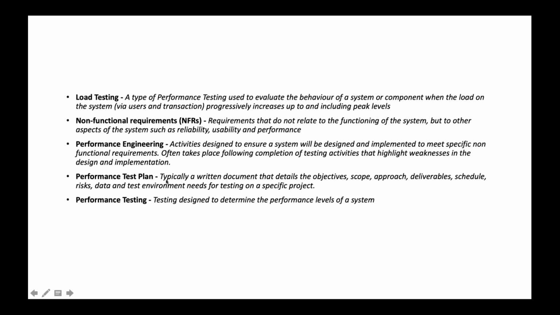Then performance testing plan. Just like the functional testing plan, we have a typical written document with details of what kind of objective it is, what is the scope, what kind of approach you are going to follow, which tool you are going to use, what are the deliverables from your side, scheduling, risk, data, test environments. Okay, what kind of performance testing environment you will be using for that particular project, and all those things you have to write inside this particular test plan documentation. Then we say that performance testing means testing designed to determine the performance levels of the system, which we have already talked about.